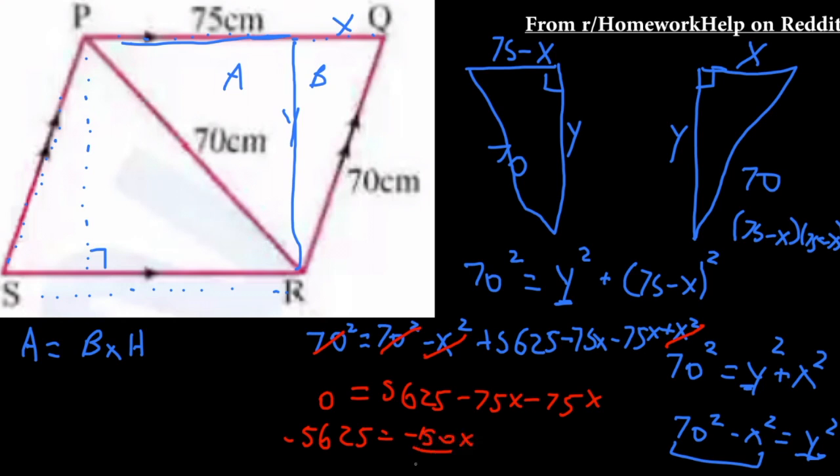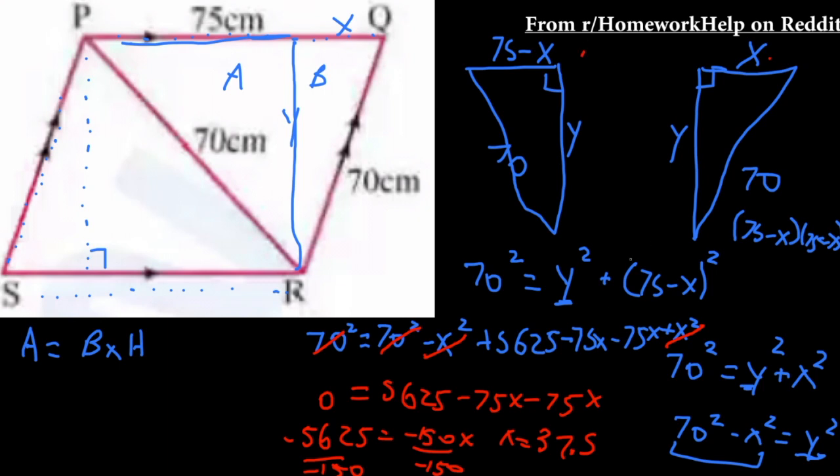Divide by negative 150 to isolate for x. From here, you will get x equals 37.5. All right. From here, you can plug x back into your original triangle A or triangle B equation to solve for y.